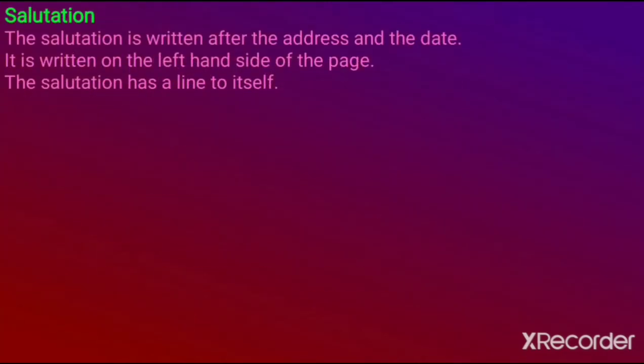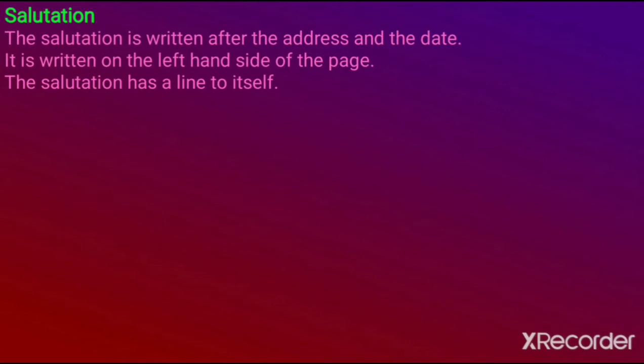Salutation. Letter greetings help in establishing the type of letter that a person is attempting to write. Also they represent the respect that you intend to give to the reader. Hence, it is important to know what kind of salutation would be appropriate. The salutation is written after the address and the date, on the left hand side of the page. The salutation has a line to itself.